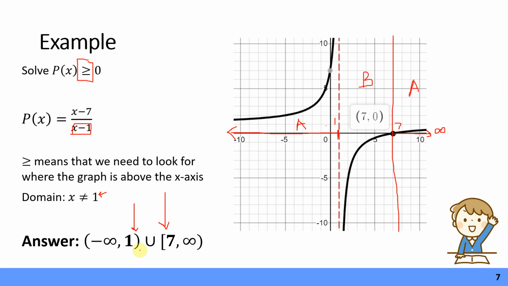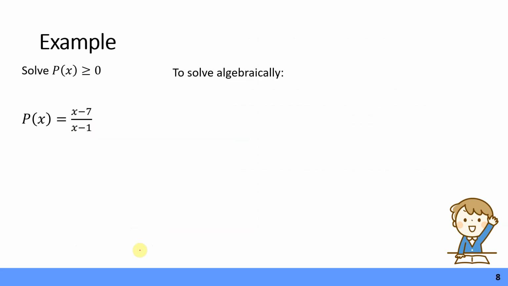Okay, now if you found this a little bit difficult, we are also going to learn how to solve this problem algebraically. So if you prefer to solve this problem algebraically, again, we're going to follow the same steps. Step number 1, you have to make sure that we have a 0, which we already have. Step 2, you're going to set the numerator and denominator equal to 0. So I'm going to set the numerator equal to 0, and I'm going to get x equals 7. That's going to be my first boundary point. And then I also set the denominator equal to 0, which gives me 1. And that's also going to be a boundary point.